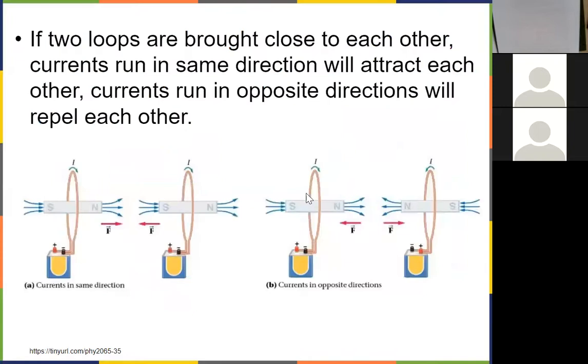So you can model, or replace, the magnetic field produced by a current loop with a bar magnet, depending on the direction of your current. If you have two loops placed together, there will be an attractive force. If you have two loops that carry current in opposite directions, then they will repel each other, just like bar magnets would.